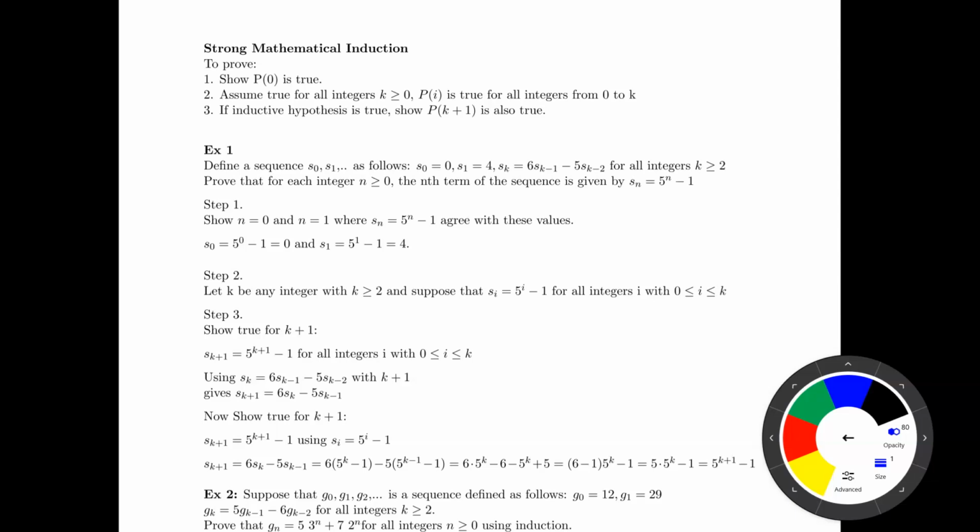Okay, so here we go with strong mathematical induction. We start off the same: show true for 0, and then we're going to assume true for a range of values. So that's the difference. We assume true for a range of values, and then we'll show that k plus 1 is true. So how do you know you're going to need this strong induction?